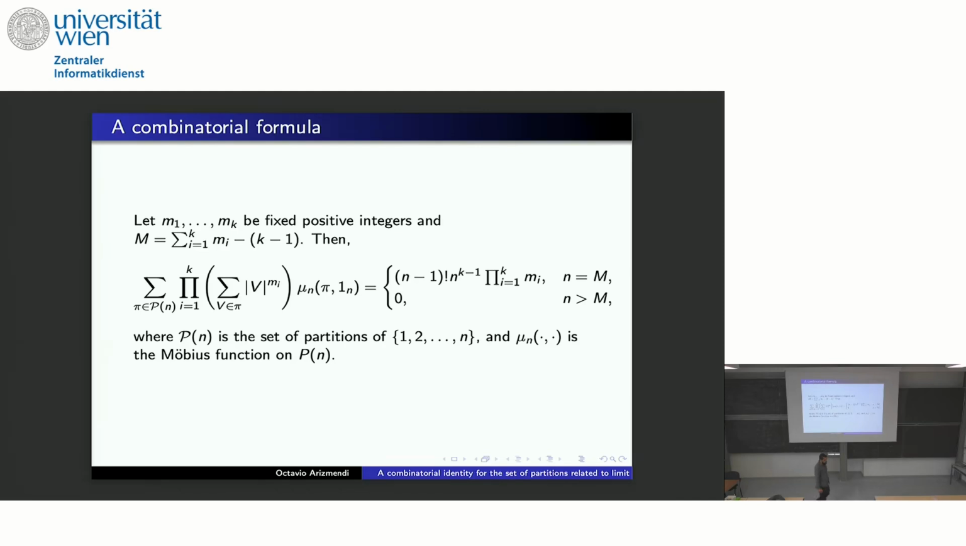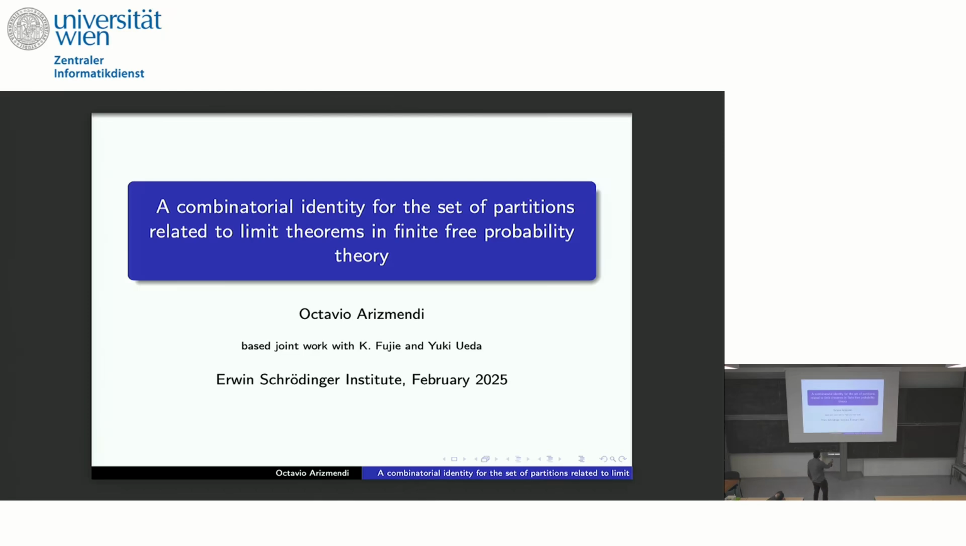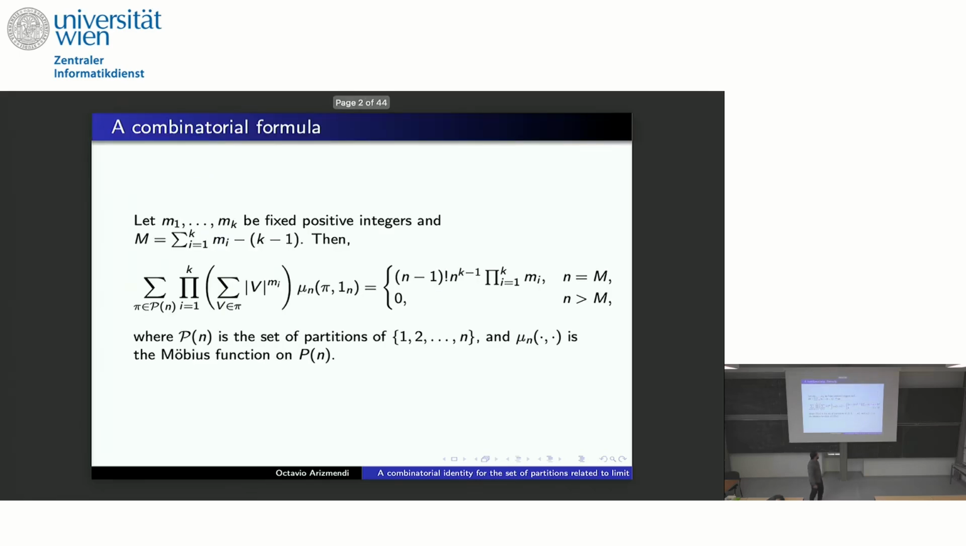This proof is not in the paper. This is joint work with Katsunori Fuji, who is now a postdoc in CIMAT, who was before in Hokkaido, and Yuki Ueda, who is still in Hokkaido. The proof in the paper was really doing the whole work and calculating a lot of things. Now I have a more conceptual proof using just classical probability. There are no non-crossing partitions. Non-crossing partitions will appear at least in a couple of slides.